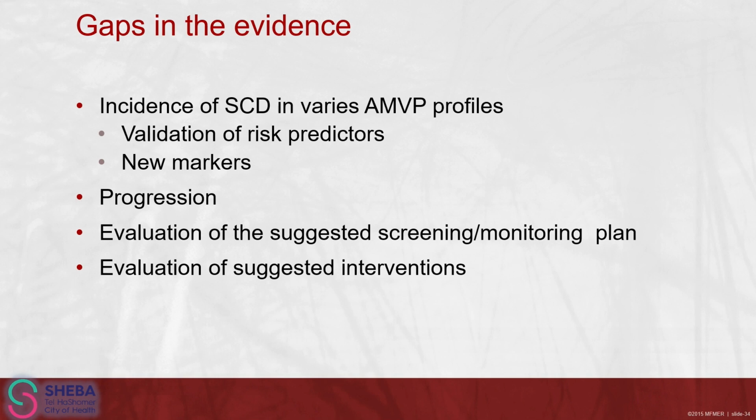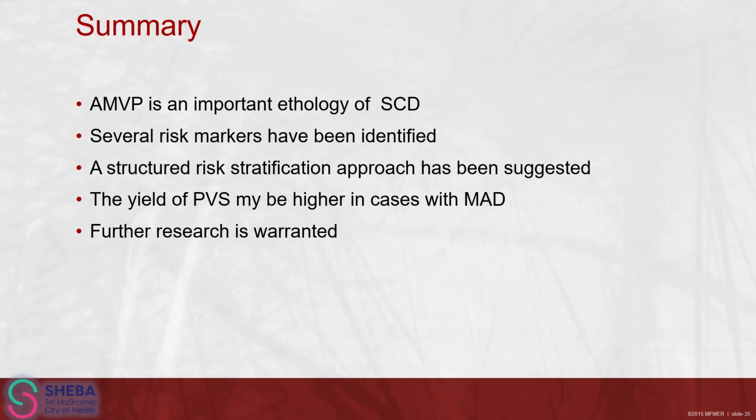To summarize, arrhythmic mitral valve prolapse is an important etiology of sudden cardiac death. Several risk markers have been identified, and a structured risk stratification approach has been suggested. EP study may be potentially useful, particularly in patients with mitral annular disjunction, and of course, further research is warranted.